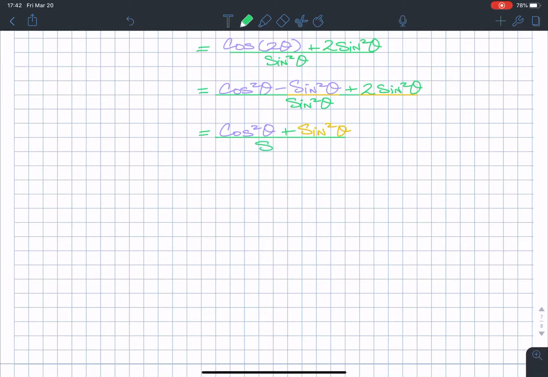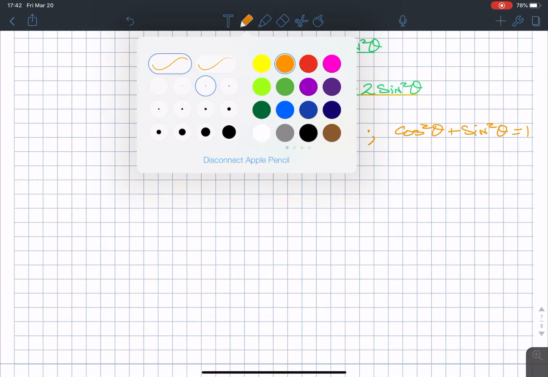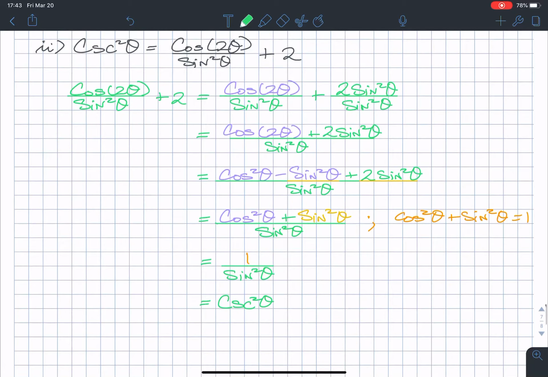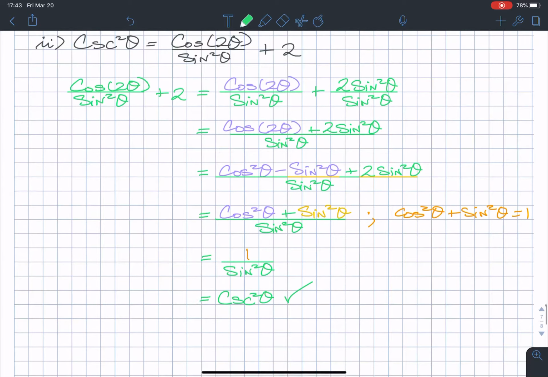Now, of course, what I have in the numerator is my main Pythagorean identity. I know that cosine squared theta plus sine squared theta is equal to 1. So I can replace the whole numerator with 1. So this becomes 1 over sine squared theta. So since s's and c's go together, I claim that this is cosecant squared theta, which is exactly the left-hand side. Check mark. I've established the identity or verified it.